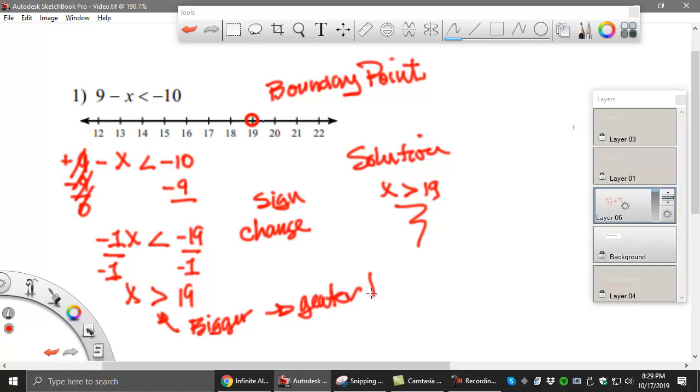So that tells us which way we need to shade, and I have to shade to the right of my boundary point. So I'm going to go ahead and shade to the right of my boundary point, and that makes it right. And remember that it is not equal to, so I leave it open, so that's why I use the circle.